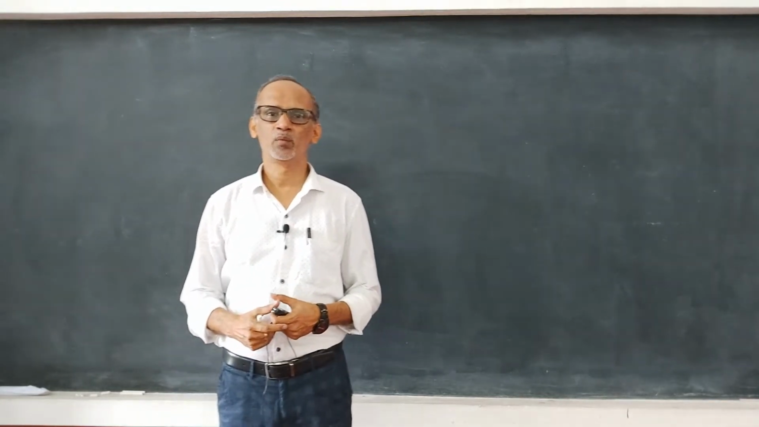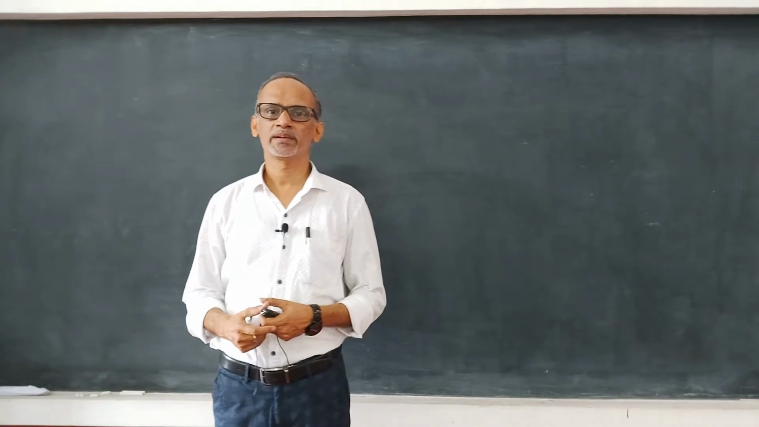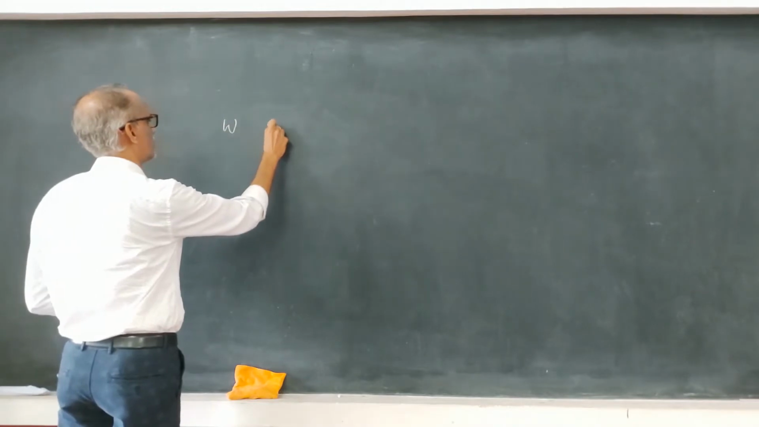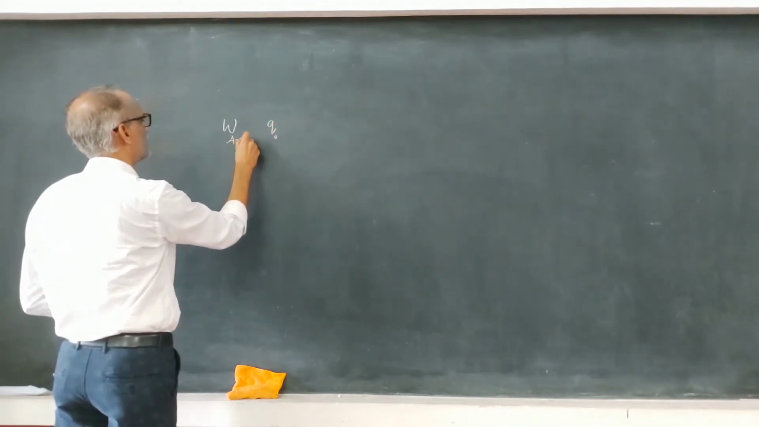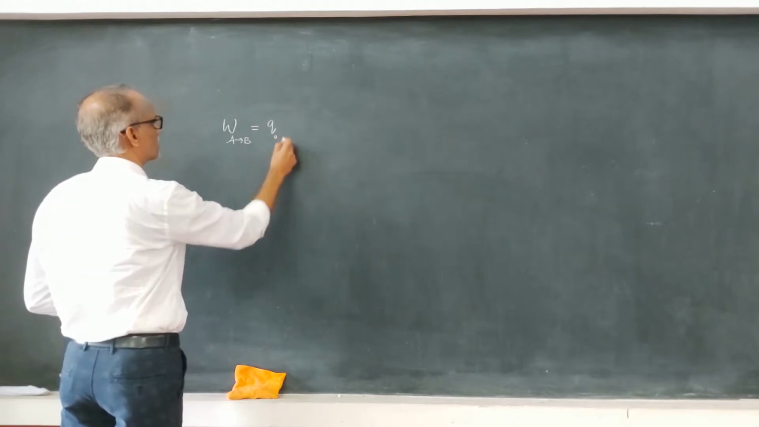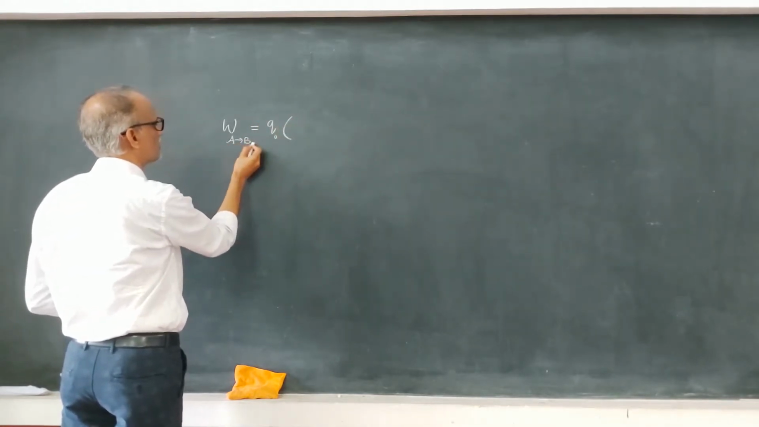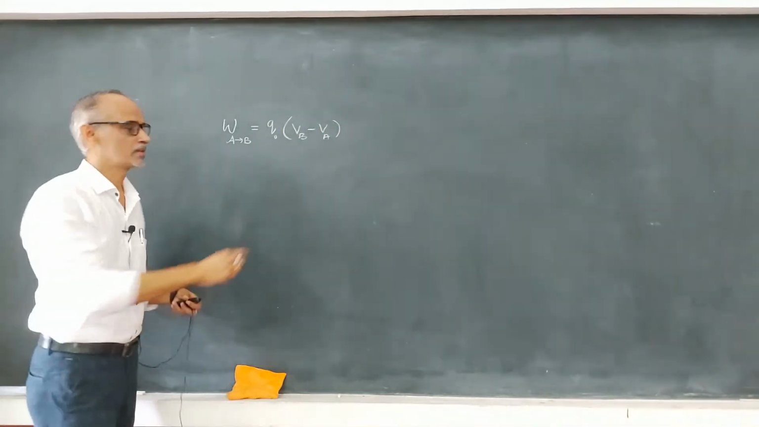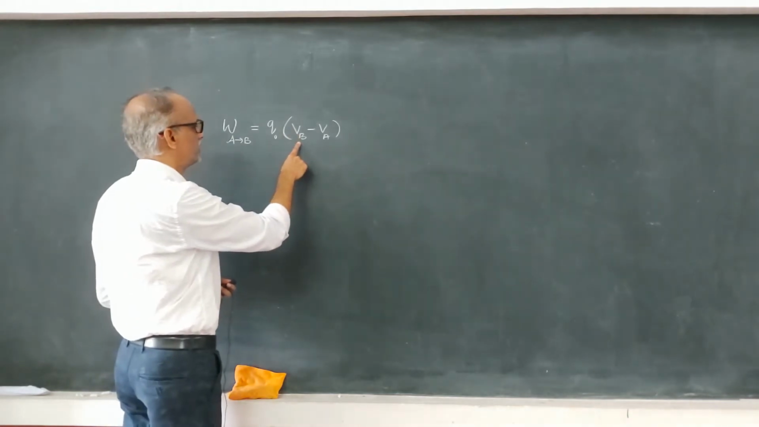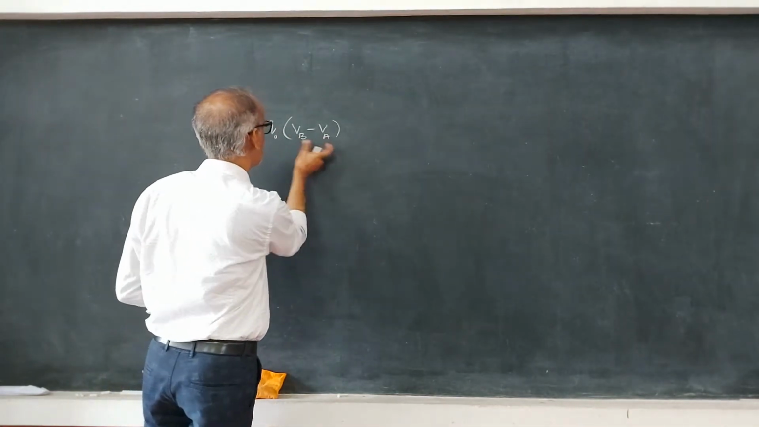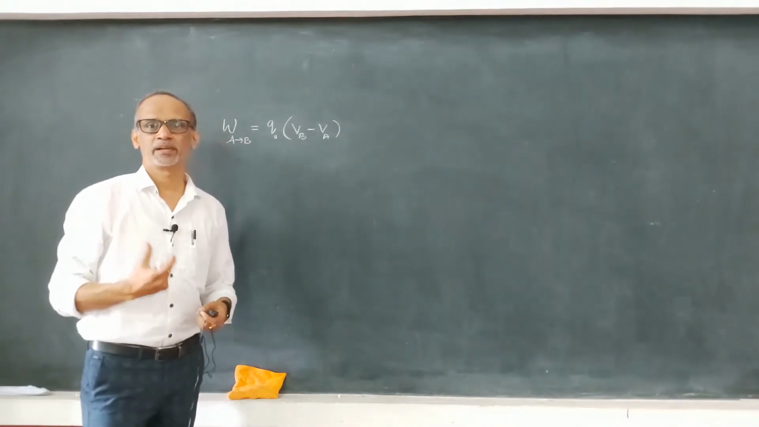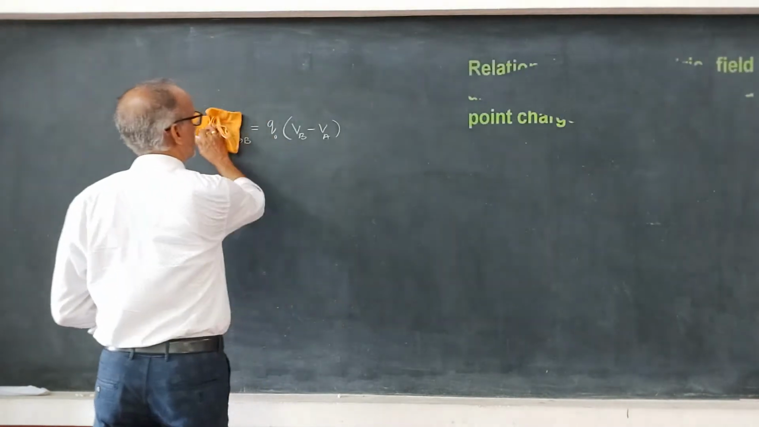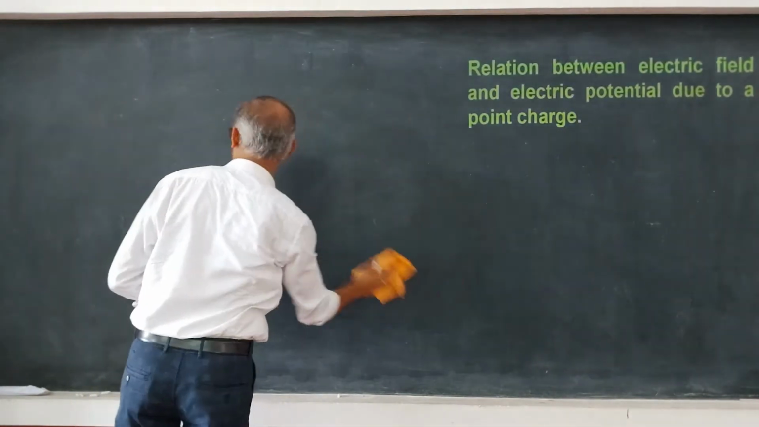The SI unit is volt, it is a scalar quantity, and work done in moving a charge Q naught from A to B is given by Q naught into (VB minus VA). B is the final point, so final potential minus the initial potential, where Q naught is the charge moved, VB is the potential at B, VA is the potential at A, and VB minus VA is the difference in the potential, which we call potential difference. Is there any relation between electric field and electric potential?